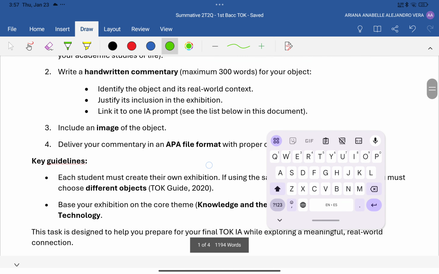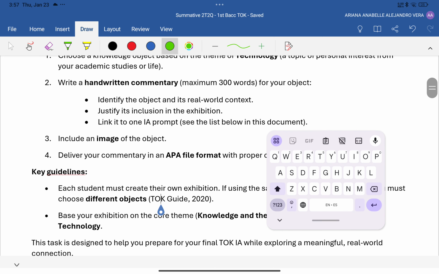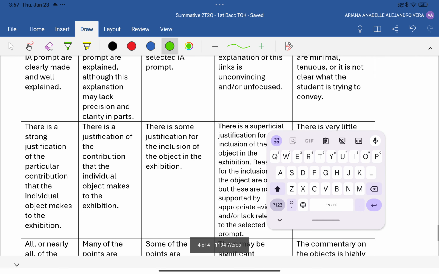Okay, let's go back to the final commentary. 300 words. Please read the rubric when you answer, when you think about the exhibition. The TOK exhibition clearly identifies one object and its specific real-world context. Think about that, it should be linked between the object and the IA prompt.